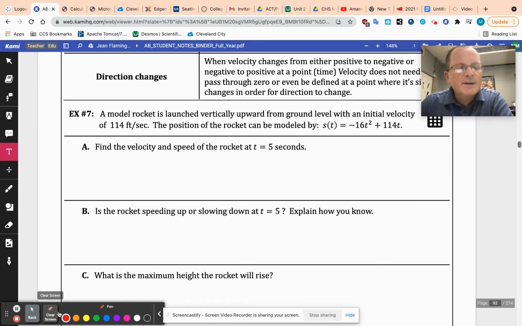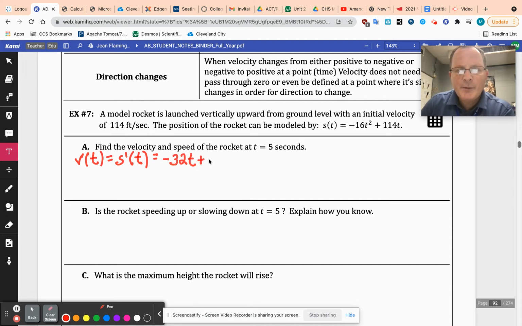I think I'll use this one. All right, so the velocity then is going to be the derivative of position. And in this case, that would be negative 32t plus 114. Okay, and it says find the velocity and the speed of the rocket at t equals 5.